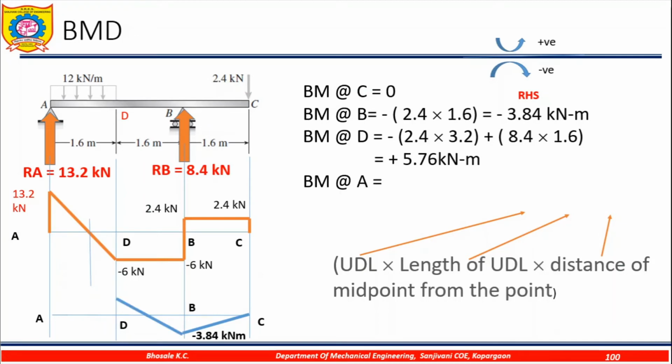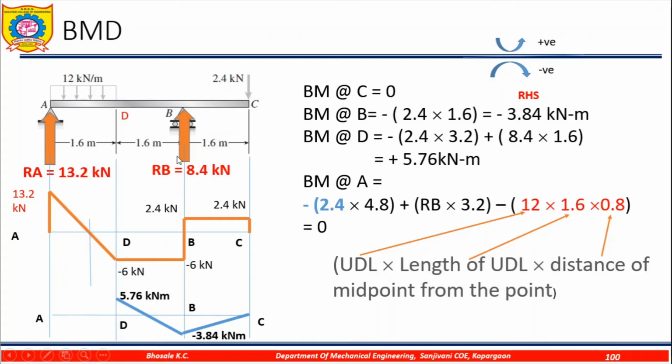Similarly, at point A it is equal to 0. There is nothing between point C and B and B and D, so we have drawn the line as an inclined line. There is a UDL between point A and D, so there is a parabolic curve. In the shear force diagram, at this point the shear force is 0. We know that when the shear force is 0, the maximum bending moment occurs at that point. So we have to find this distance, and from it we can find the maximum bending moment about point E.